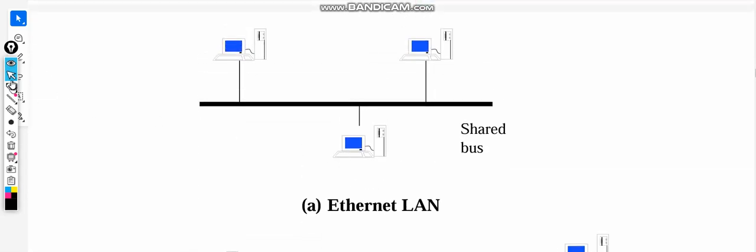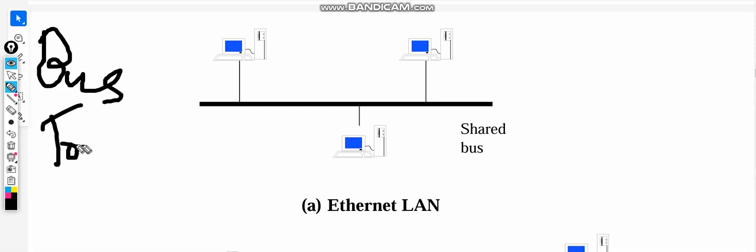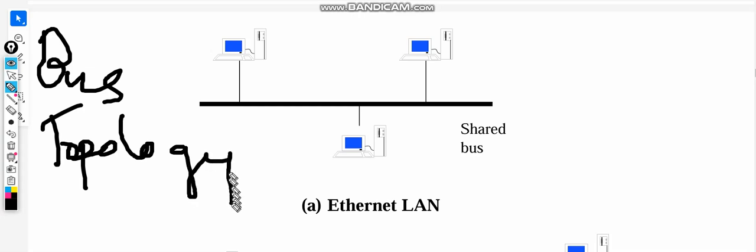So for the Ethernet LAN, you can see this is the bus topology. What is a topology? Topology is nothing but the arrangement of the elements in the network. How do I need to arrange these computers in this network so that they can communicate with each other? That is a bus topology. Ethernet LAN uses bus topology.